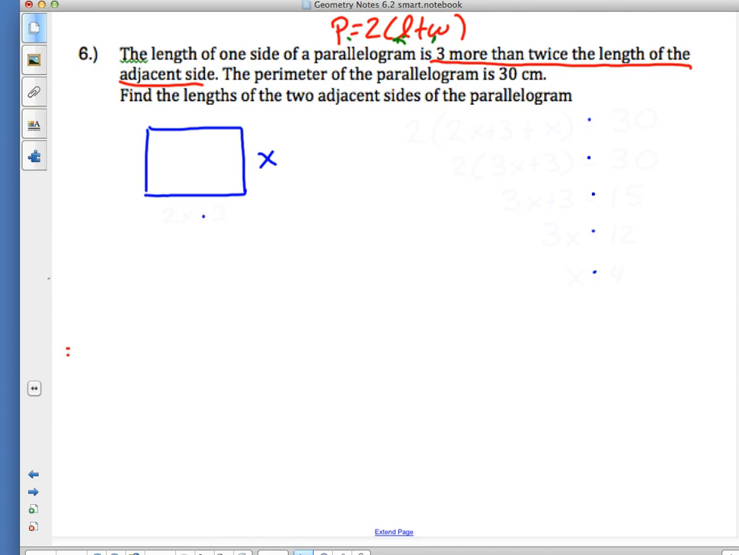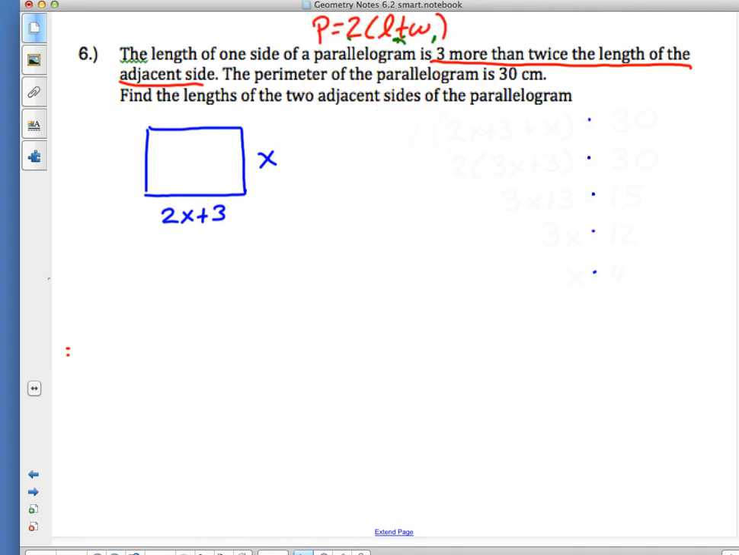2x plus 3. That's it. So we did the hardest part of this problem. We took our unknown and related it to what they asked us to do. Okay? Now we have to recognize that I am using perimeter. Okay? And I have a length, x, and a width, 2x plus 3, I need to plug in.